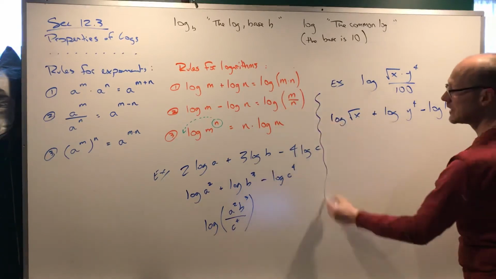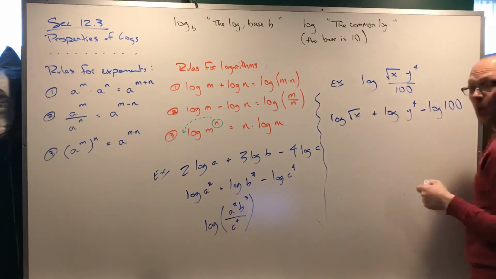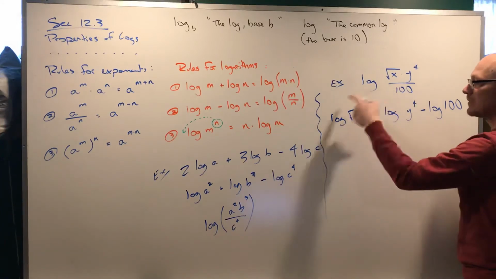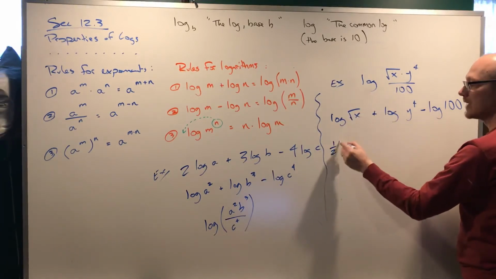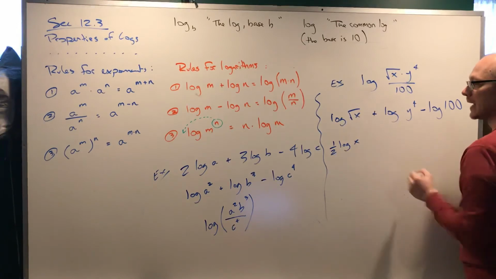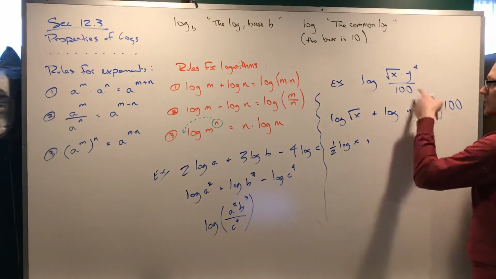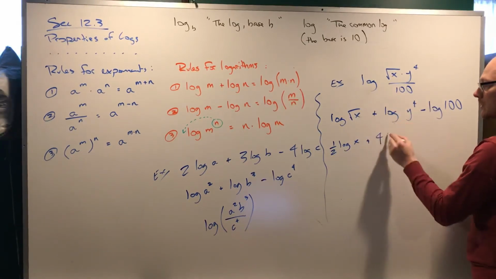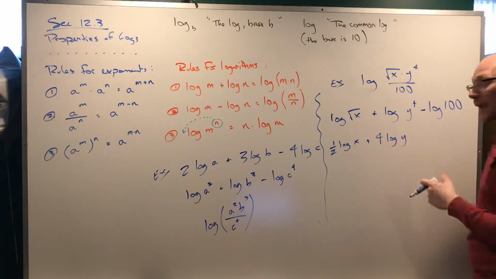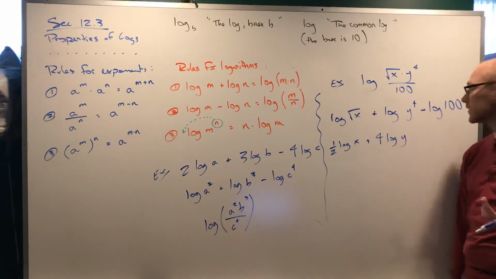What is the exponent on a square root? Isn't that the same as x to the 1/2? So I bring that 1/2 down as 1/2 log x plus 4 times log y.